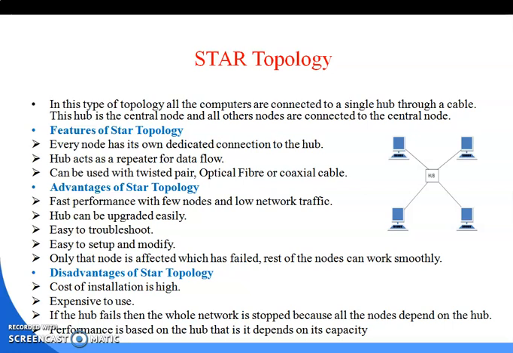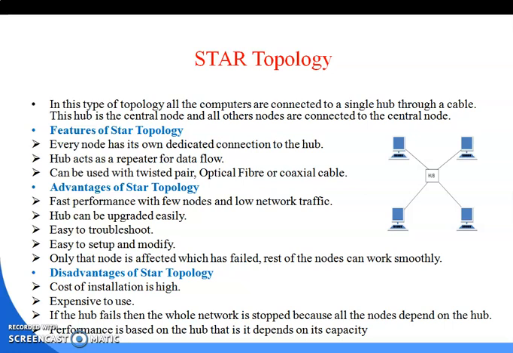That is the problem. If the hop fails, that is, the central system fails, then all the nodes dependent on the hop stop working. Performance is based on the hop, that is, it depends upon its capacity, right? According to the performance of the hop, you can assess the performance of the star topology.